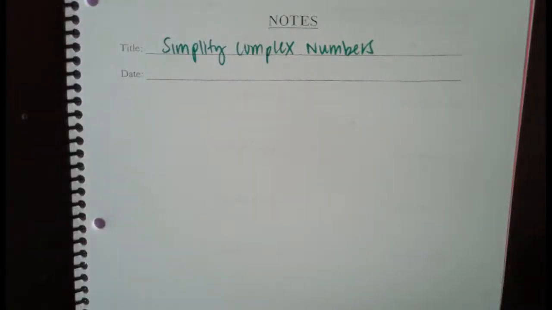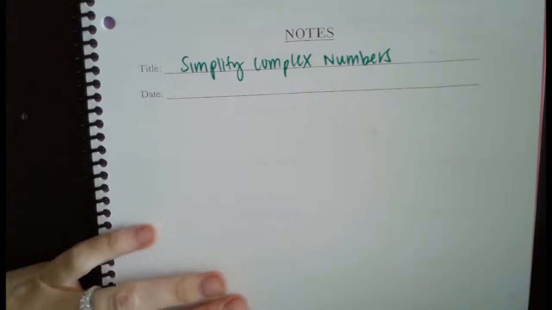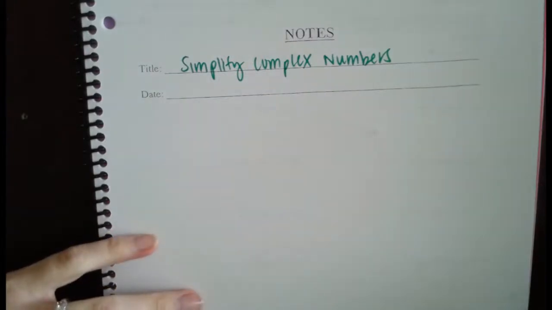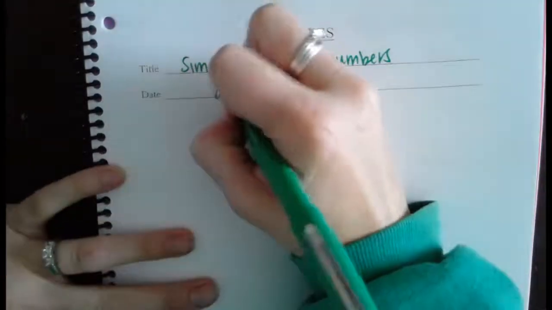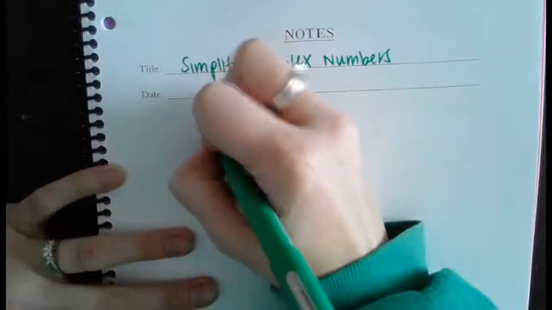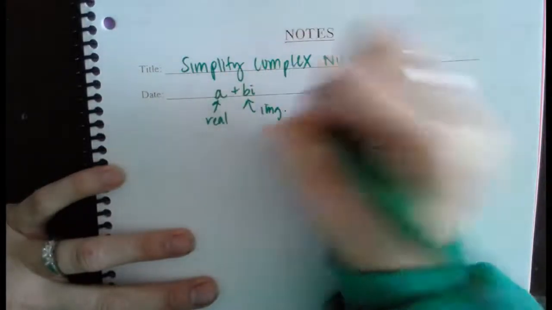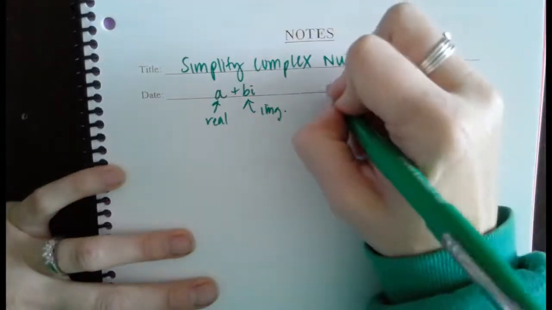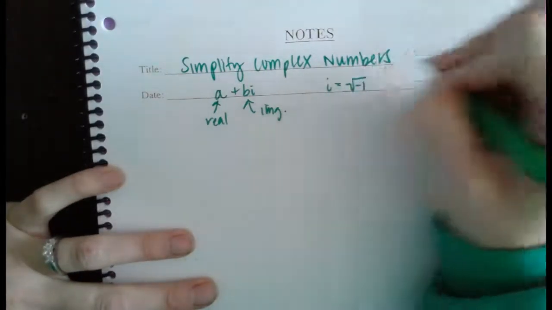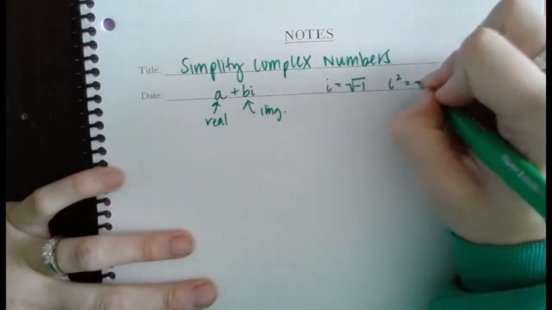Alright guys, today we are going to simplify complex numbers. Remember your answers need to be in the form of a plus bi, where a is your real number and b is your imaginary, and i squared is the same thing as -1. Okay, let's start by simplifying.